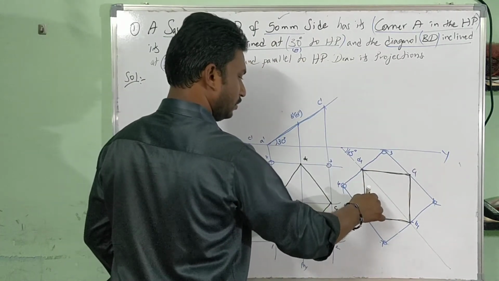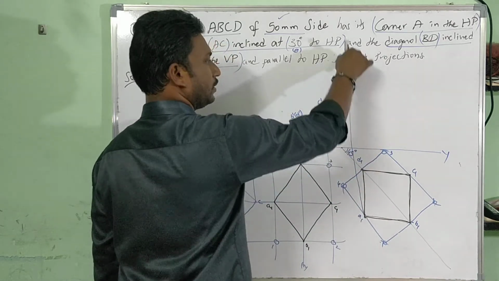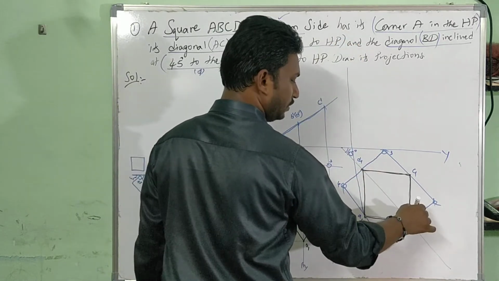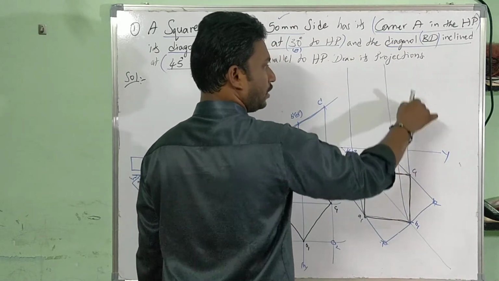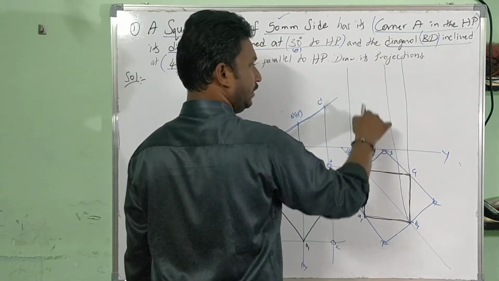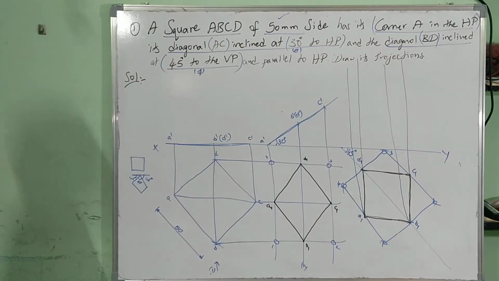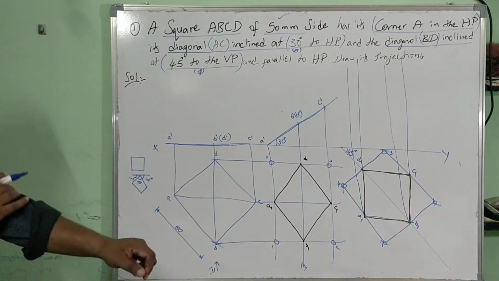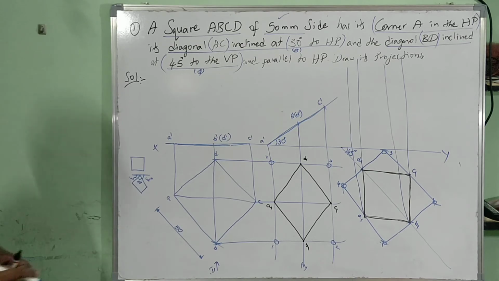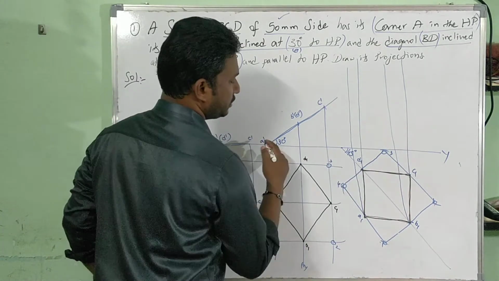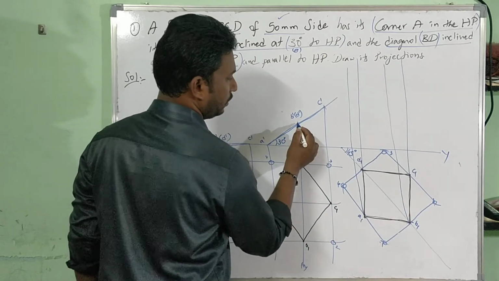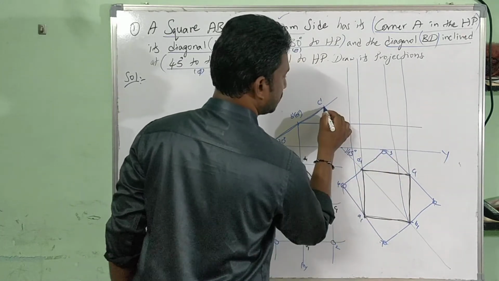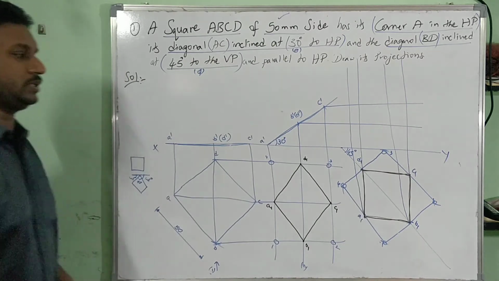From A1, draw a vertical projector. From B1, draw a vertical projector. From C1, draw a vertical projector. From D1, draw a vertical projector. Hope you all understand the final front view, final diminution length. Already for A dash, we have a line on XY, so consider it as a horizontal projector. From B dash, horizontal projector. From C dash, horizontal projector.